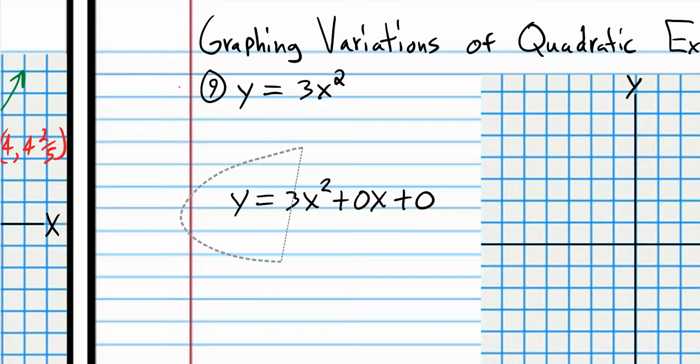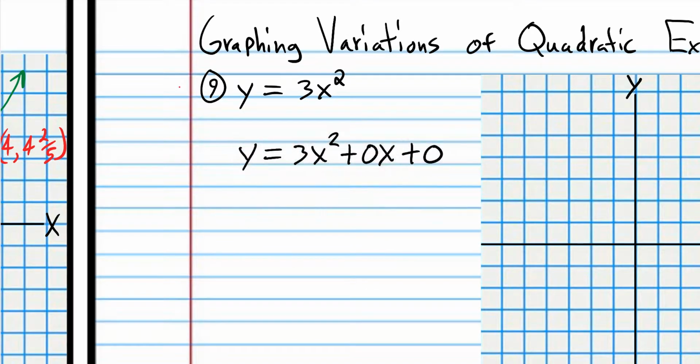So that's one way that we can consider it with the standard form. But we can also consider this to be a vertex form, because we can say y is equal to 3 times x minus 0 squared plus 0. And you might be thinking, well, how in the world did I do that? Well, isn't it true that x minus 0 is equal to x? So I can replace x with x minus 0, right? It's very simple.